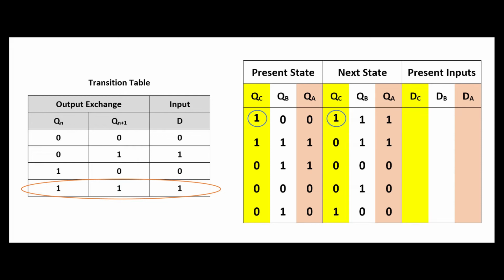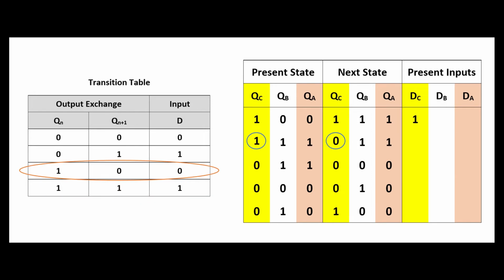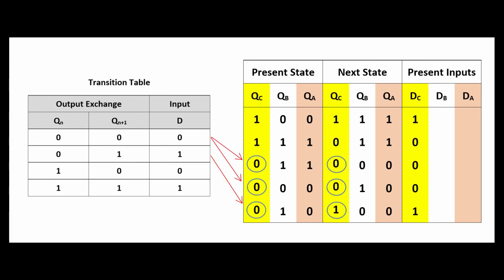Bit 1 change to 1 represents input 1 for input DC. Bit 1 change to 0 represents input 0 for input DC. Bit 0 change to 0 represents input 0 for input DC. Bit 0 change to 1 represents input 1 for input DC.